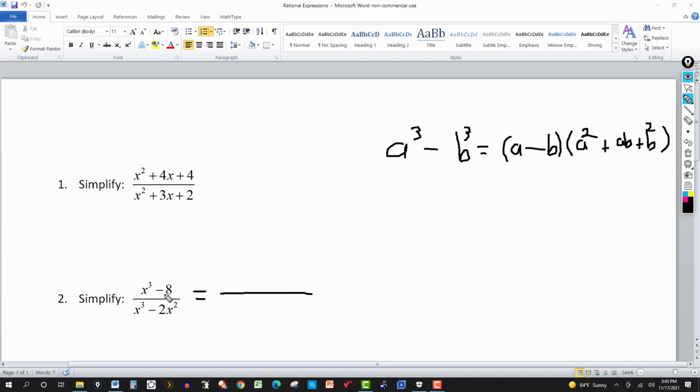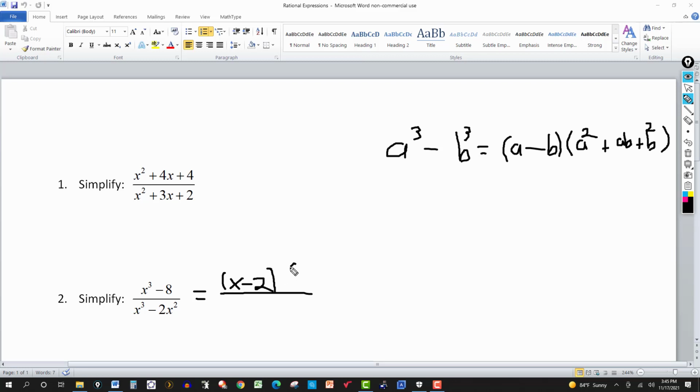So x cubed minus 8, there's no common factor. Always look for a common factor first before you apply some of these procedures. Don't have one here, and so difference of cubes, the first factor will always be the difference of the cube roots. So the cube root of x to the third is x, the cube root of 8 is 2. Then put that in parentheses.